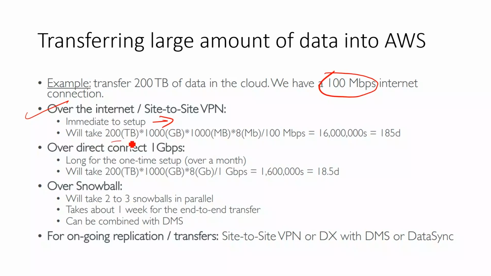So we have 200 TB times 1000 GB times 1000 MB times 8, divided by 100 Mbps. This conversion is needed because the speed is in bits, right? So we have to convert into capital B, that is megabytes. And then how much time we are taking: ones, tens, hundred, thousands, 10,000, lakh, 10 lakh, crore, 1.6 crore seconds, which is 185 days, which is equivalent to 6 months.